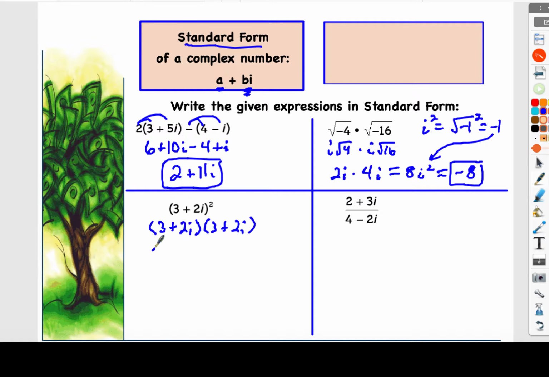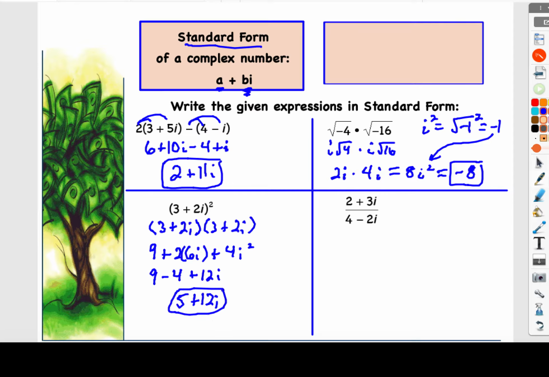3 times 3 is going to be 9. On the inside, we would get a 6i. And on the outside, 3 times 2i distributed twice here. So we're going to get that same thing twice. And then we would add on 2i times 2i being 4i squared. Well, remember, we just said i squared makes that negative. So basically, we have 9, it's going to be a minus 4. And in the middle, that's just simply 12i, or a final answer of 5 plus 12i.